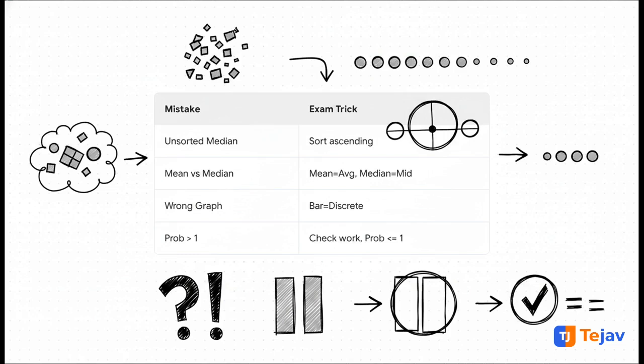And finally, mistake 4, getting a probability answer greater than 1. If you calculate 1.5, stop right there. Check your work because probability literally never exceeds 1.